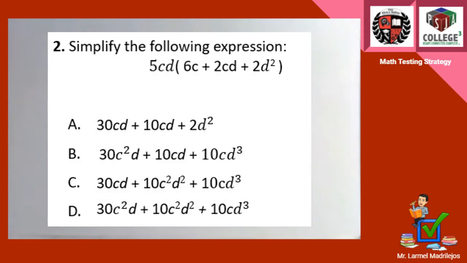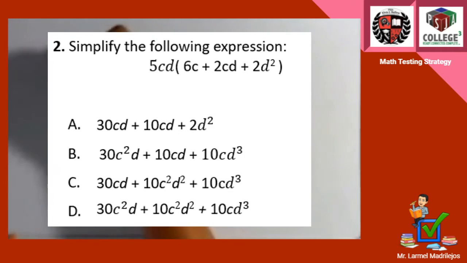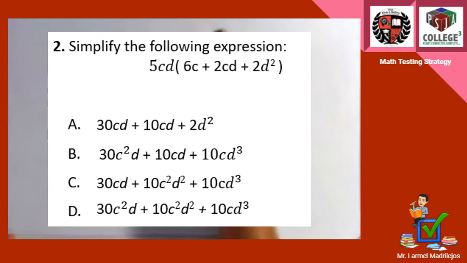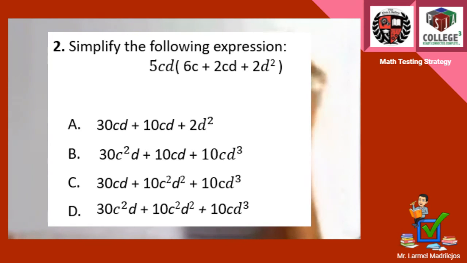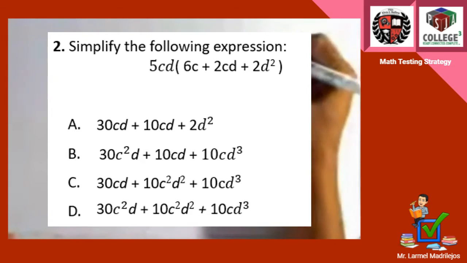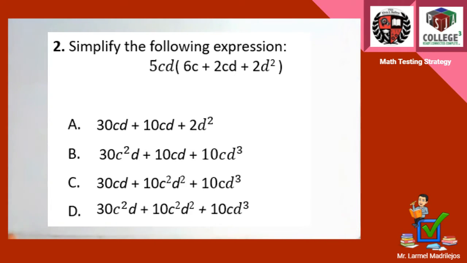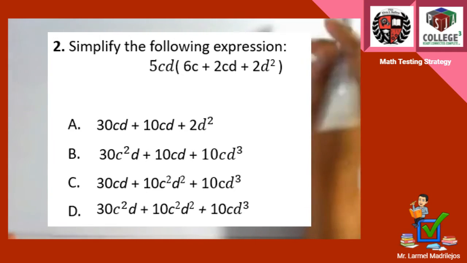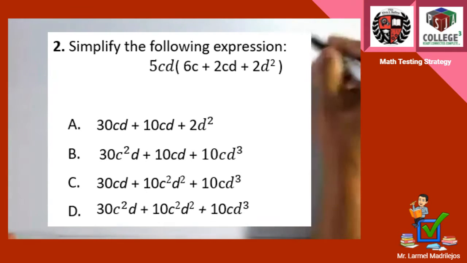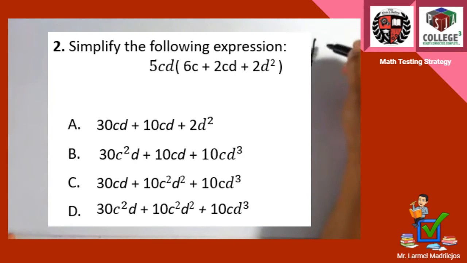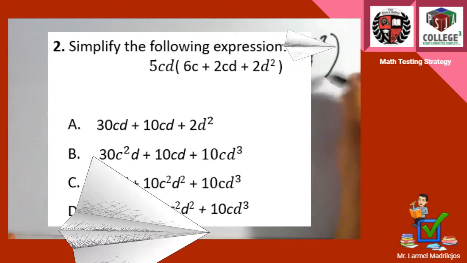Next question. Question number 2. In question number 2, it says 5CD multiplied by 6C plus 2CD plus 2D squared. Okay.